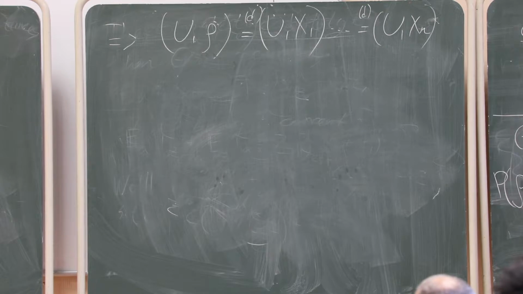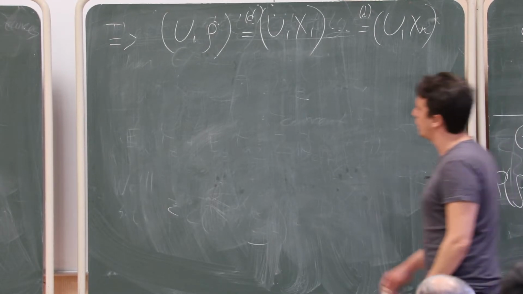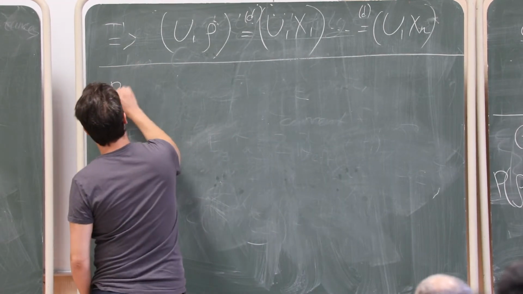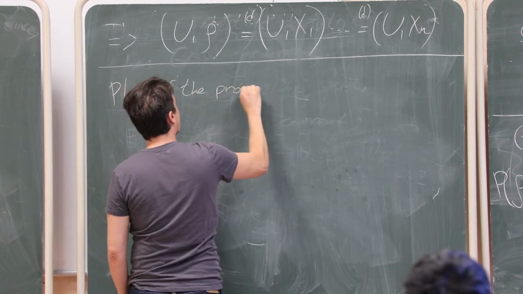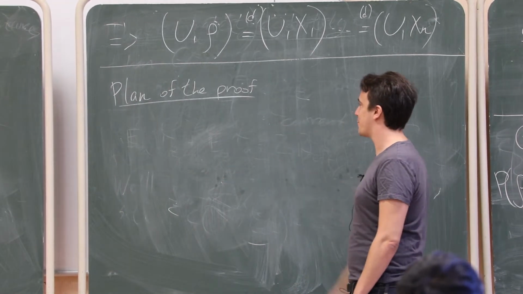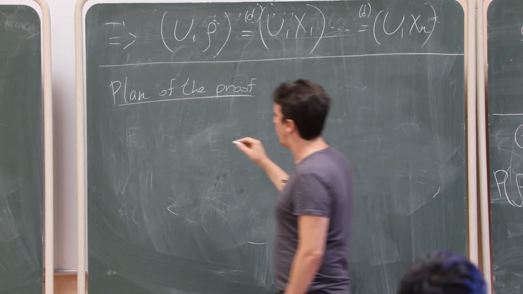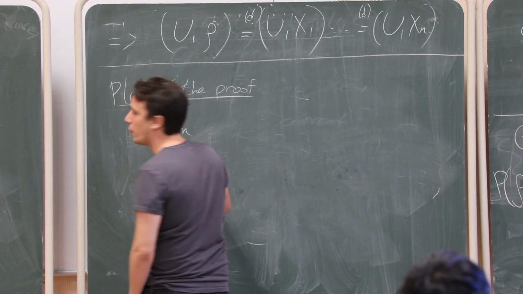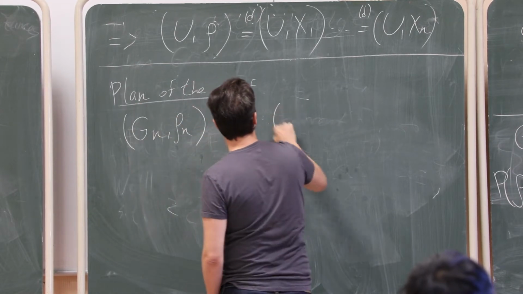So the only point here, and so let's see what is the strategy of the proof. It is the following. So now let's write the plan of the proof. Plan of the proof. There are no further tricks that are needed. So we start with Gn, rho n. Rho n is the stationary vertex, and this converges to U rho.